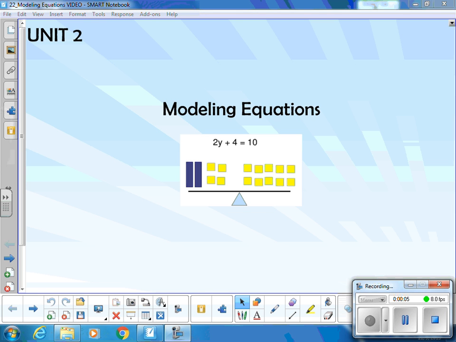Today our video is going to cover how to model equations. So if you look at this example that I've put up on the board, if you remember in class today, we did that pan balance. So this right here would be considered your balance or your equal sign. And so you've got two separate sides. You've got this side over here and this side over here, and you need to keep them balanced. And we're going to talk about how to do that moving forward.